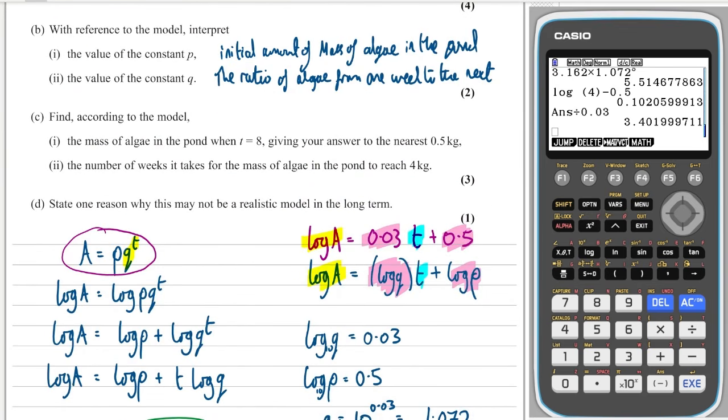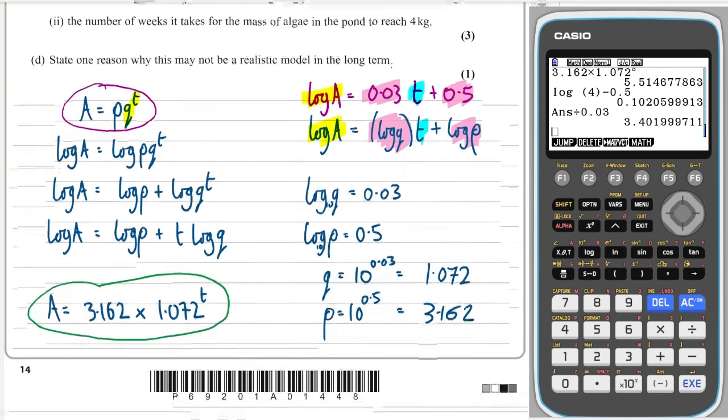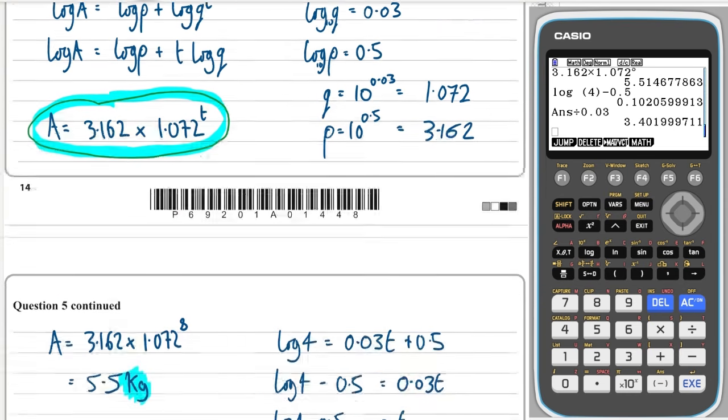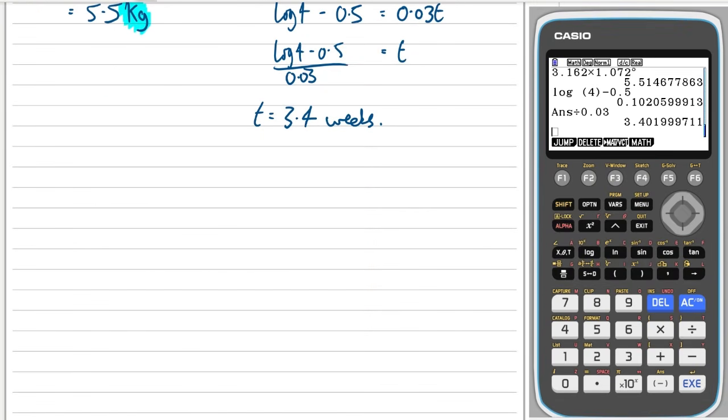Okay, and final part, state one reason why this might not be a realistic model in the long term. Well, again, if we look at this model here, this is showing that every single week the algae is increasing because we're multiplying by 1 point something each week. So the algae is going to continue to grow, which is unrealistic because it might run out of resources. So really it's unrealistic because the model predicts unlimited growth.